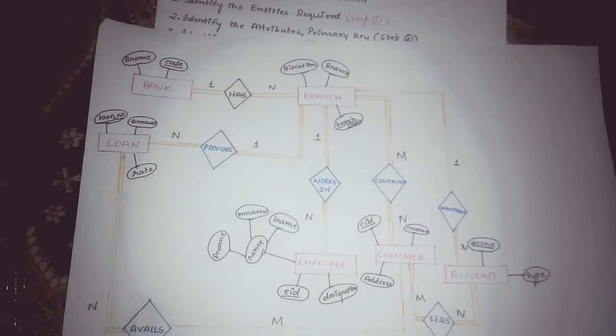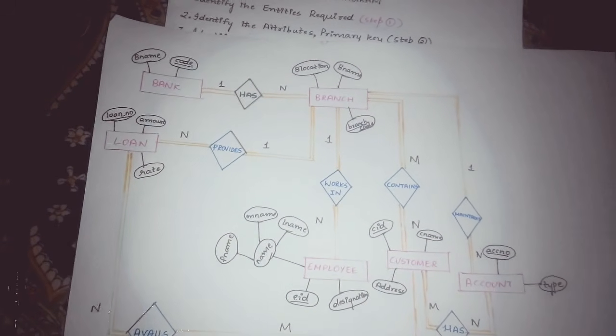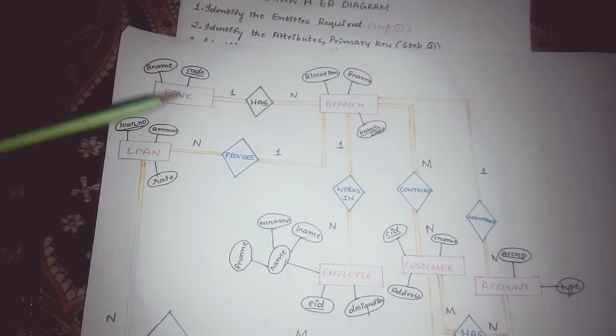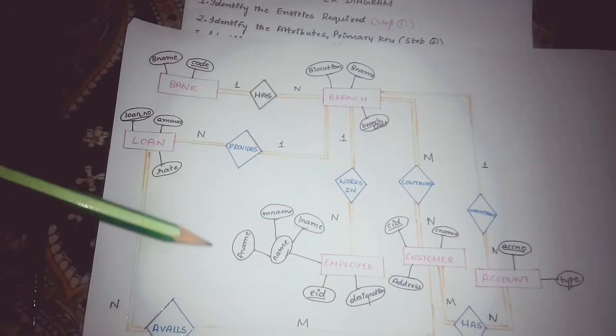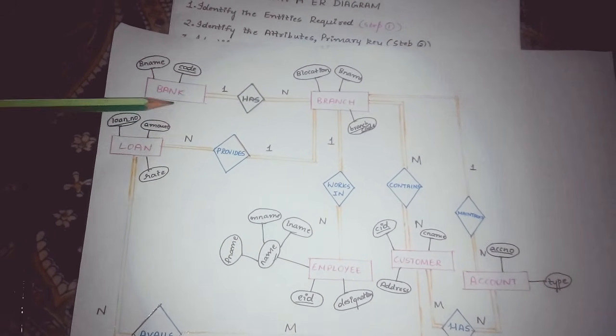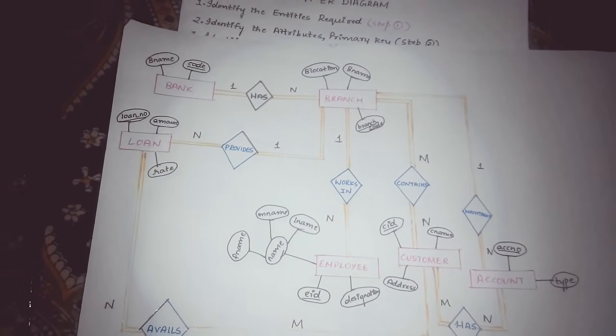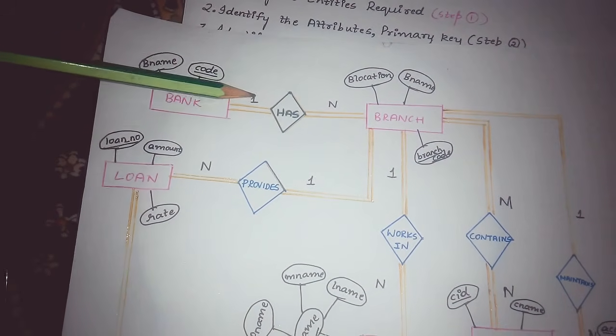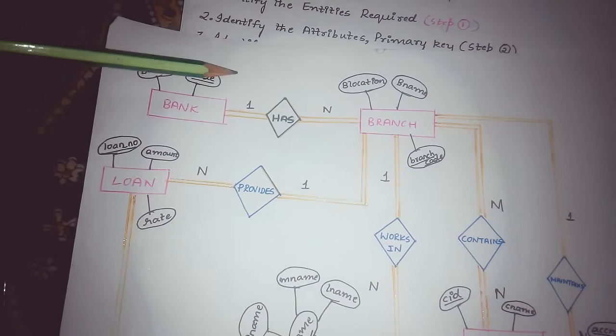So here you can see the ER diagram. The first step is to identify the entities. So here the entities which I had taken were bank, branch, loan, employee, customer and account. Now the relationship. So between bank and branch, what is the relationship? A bank has a branch. So here has is the relationship between bank and branch.